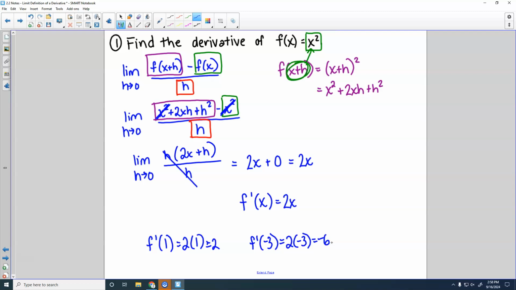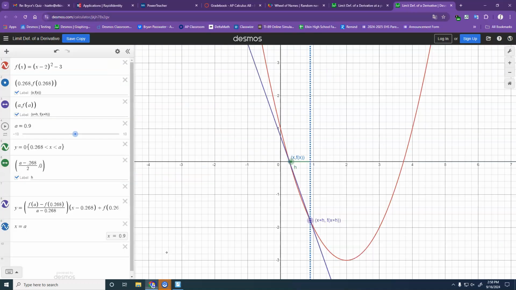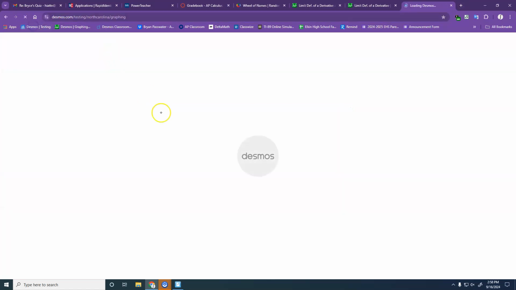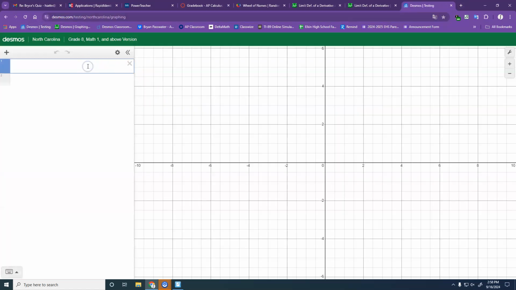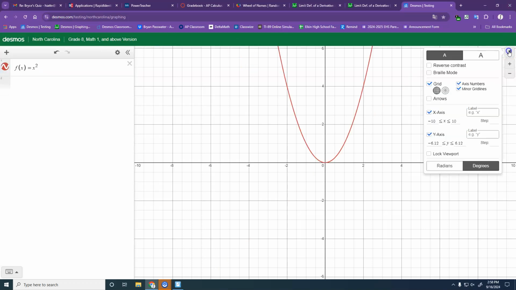And to think of it graphically, because I think that helps you see a little bit what we're talking about, if I open just a new Desmos right here, if I graph f of x equals x squared, that's very common. We all know what it looks like, right?